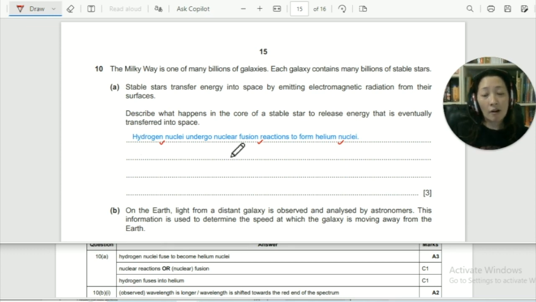Now, if you didn't write all 3 out, you can still get some marks. So if you look at the mark scheme, here's how to get marks if you didn't write all 3 concepts. So as long as you mention nuclear reaction or nuclear fusion, you can get 1 mark. And if you mention that hydrogen fuses into helium, you also get 1 mark. As you can see, what's missing in these 2 options is the term nuclei. So do mention that the hydrogen nuclei will fuse to form helium nuclei.